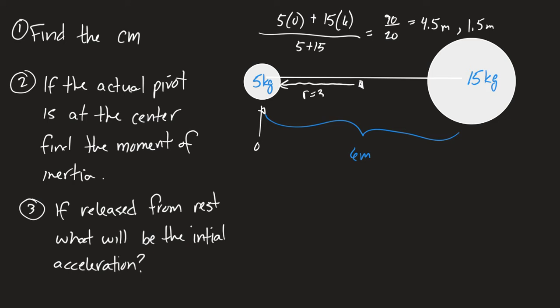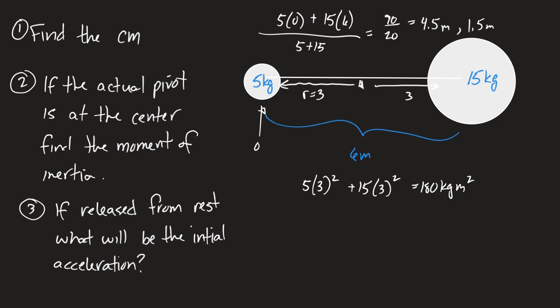So this r equals 3, because that's from the center to where that mass is, 3 meters away. 5 times 3 squared. Now I have to do that for the next mass, which is 3 meters away, but it's 15 times 3 squared. mr squared, add them both together, and you get 180 kilogram meter squared. Any question about that? All right.